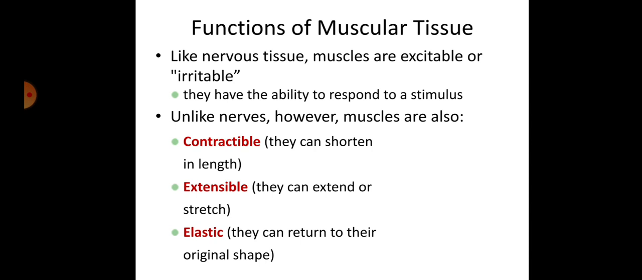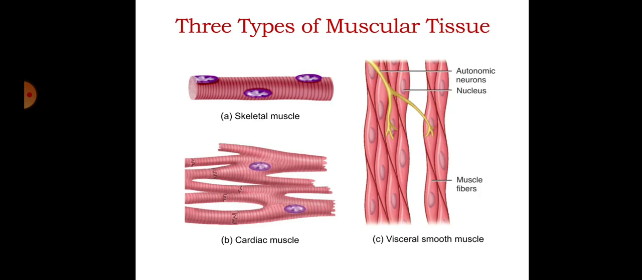Like nervous tissue, muscles are excitable or irritable. They have the ability to respond to a stimulus. Unlike nerves, however, muscles are also contractile. They can shorten in length; they are extensible, they can extend or stretch; they are elastic, they can return to their original shape. There are three types of muscular tissue as shown in the figure.